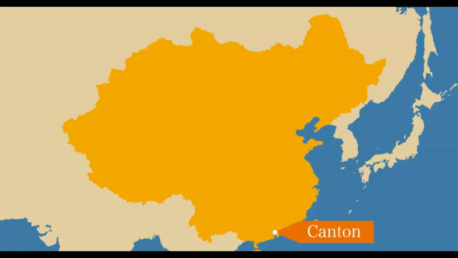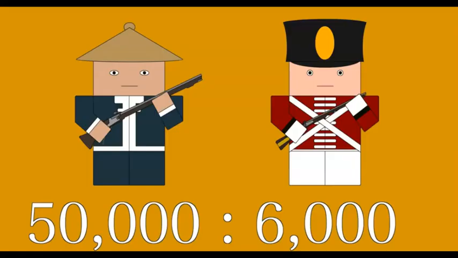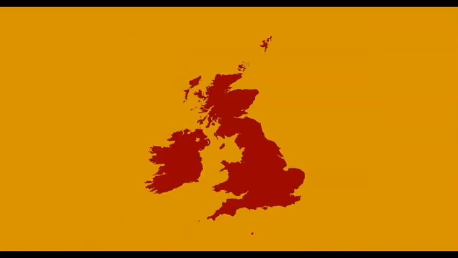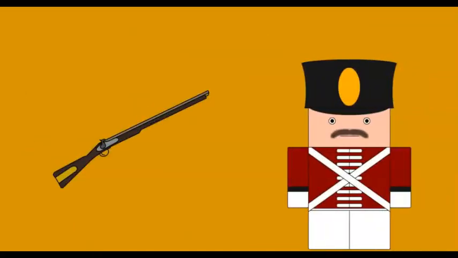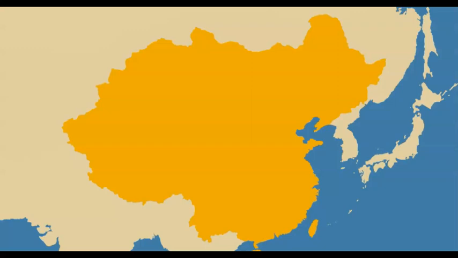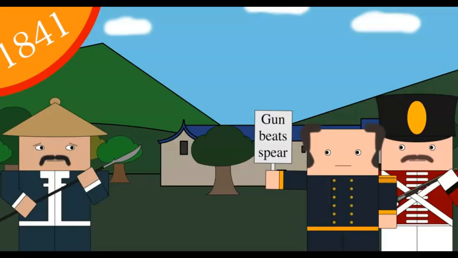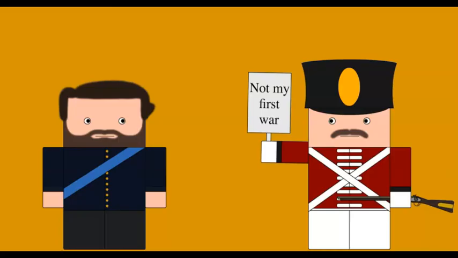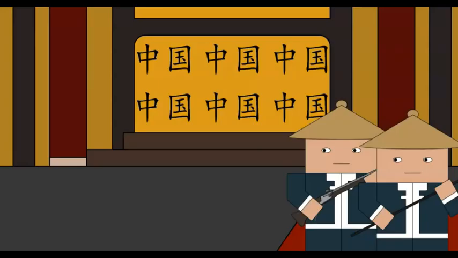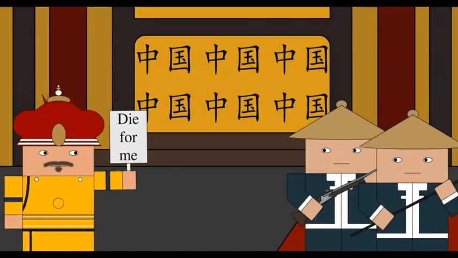During this battle, the Qing forces outnumbered the British about 50,000 to 6,000. So why did the British win? The two main reasons were technology and training. Whilst China had been the birthplace of gunpowder, most Qing soldiers were equipped with spears or bows, and those that had guns had old matchlock muskets. Whereas the British had much newer weaponry, and their soldiers were also very well trained and were often veterans of other conflicts, unlike the Qing, who were mostly peasant conscripts who sometimes fought bandits.